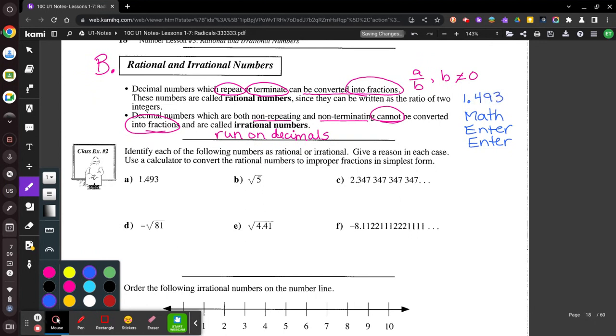And it's going to give me a fraction of 1,493 over 1,000. Okay, so yes, this one can be put into a fraction. So that means he is rational, and he is a terminating decimal.